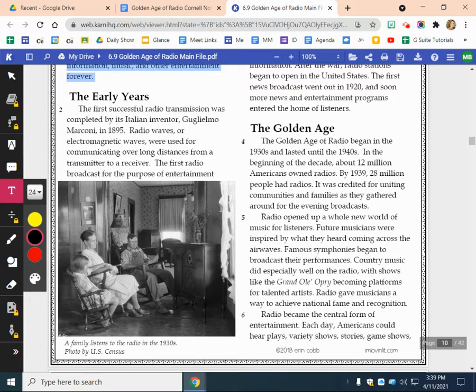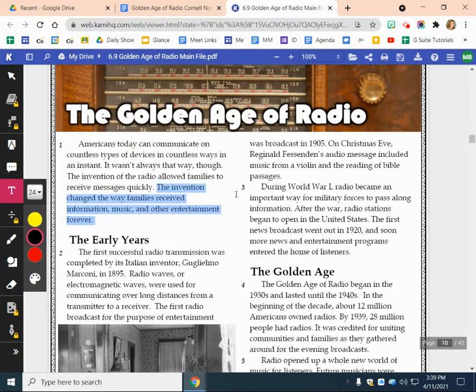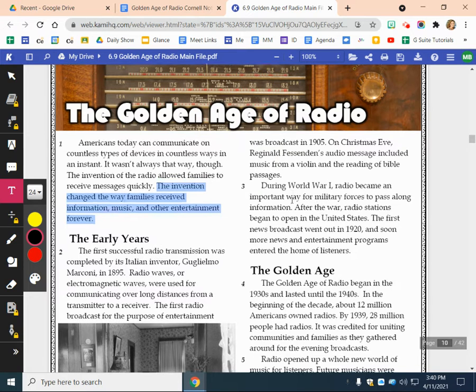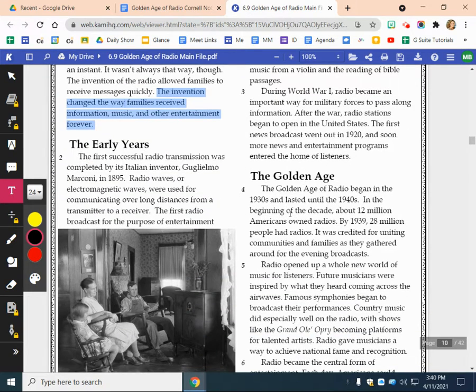The first radio broadcast for the purpose of entertainment was broadcast in 1905. On Christmas Eve, Reginald Fessenden's audio message included music from a violin and the reading of the Bible passages. During World War I, radio became an important way for military forces to pass along information. After the war, radio stations began to open in the United States.